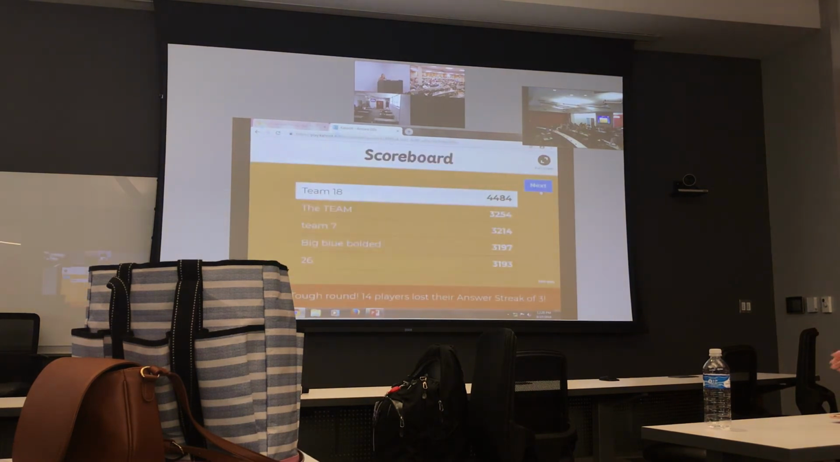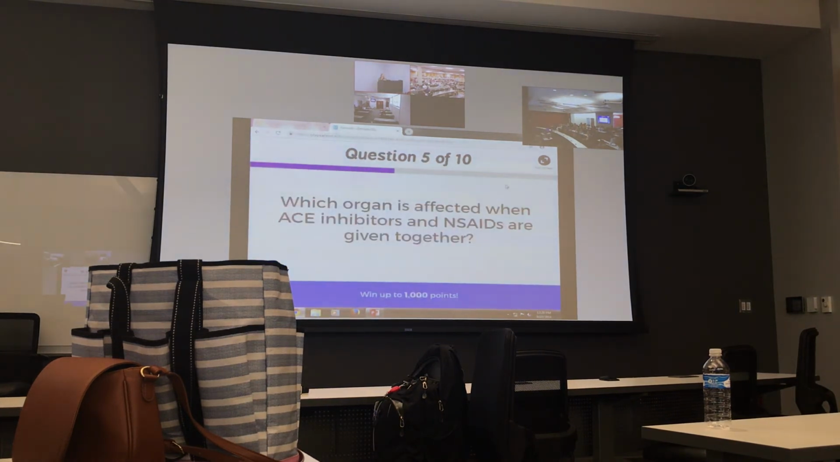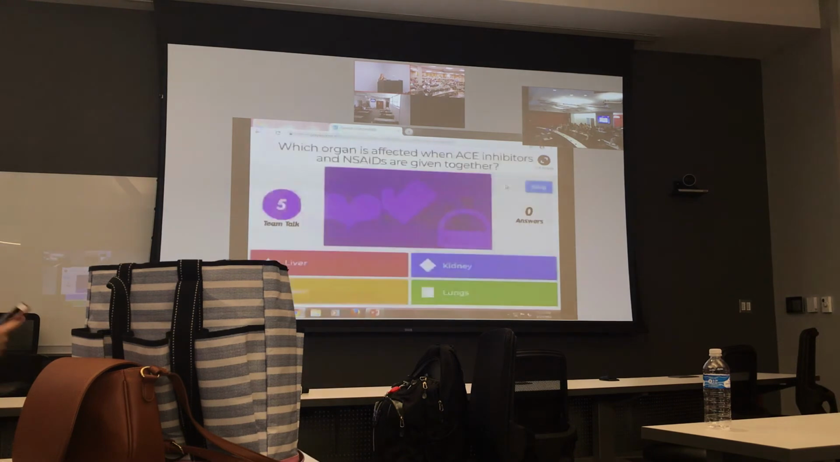All right, team 18, Big Blue, team 7, coming on up. All right, which organ is affected when ACE inhibitors and NSAIDs are given together? The liver, kidney, heart, or lung? Y'all have to go through this. Y'all have to think about this.